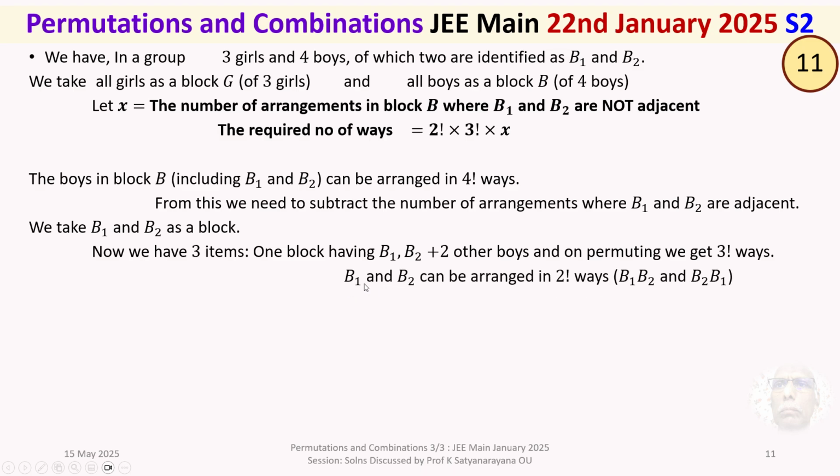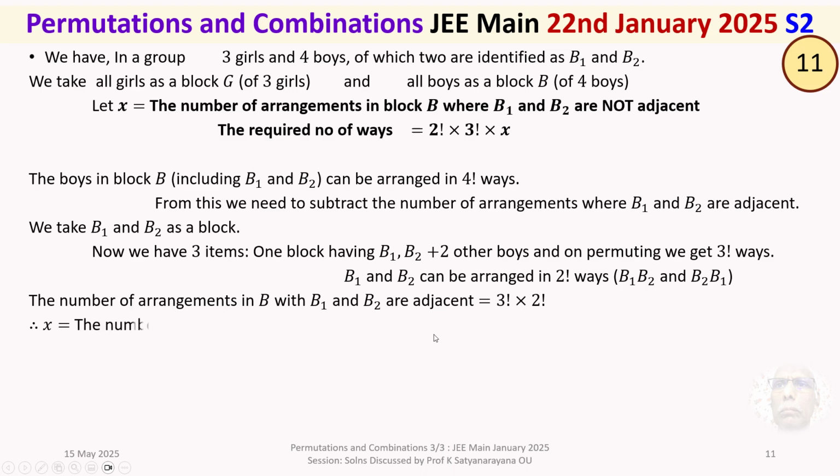And now look at the block in which B1, B2 are there. B1 and B2 can be arranged, permuted. Two fellows are there. They can be permuted in 2 factorial ways as B1, B2 and B2, B1. So, the number of arrangements in B with B1 and B2 adjacent is 3 factorial into 2 factorial.